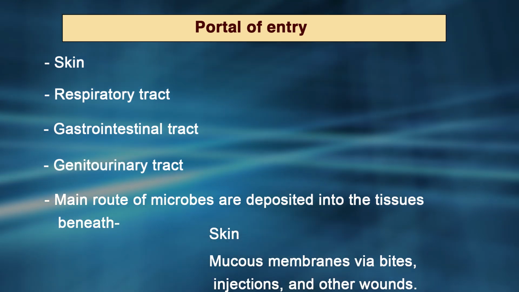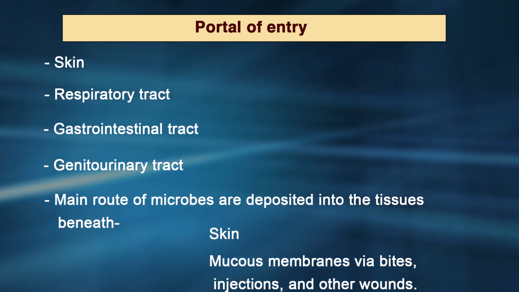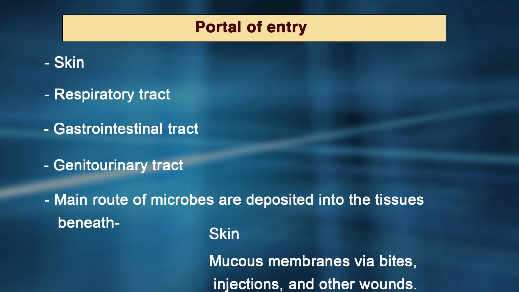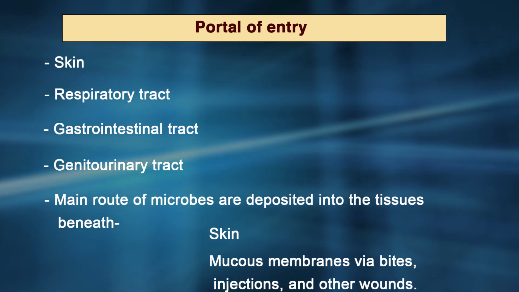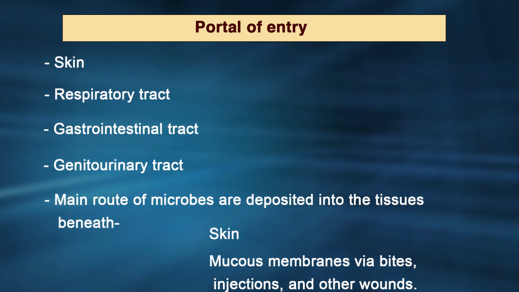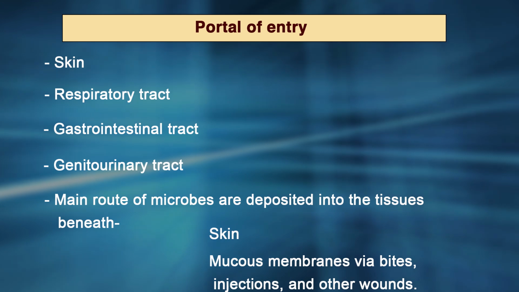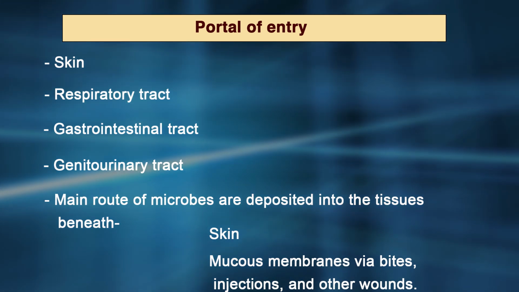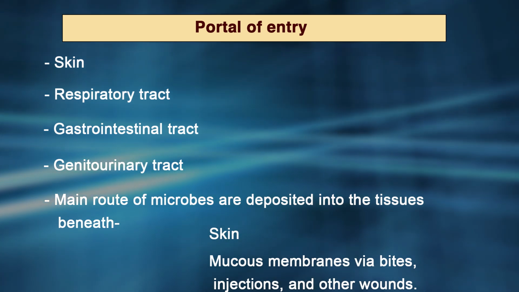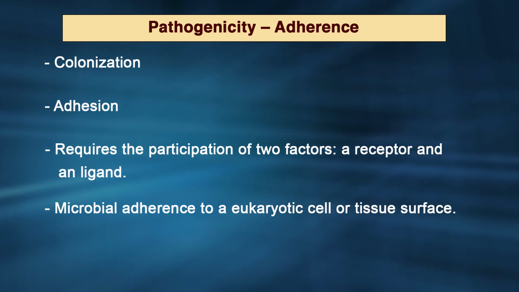Genitourinary tract causes the conjunctiva. Third, parenteral route. Microbes are deposited directly into the tissue beneath the skin or mucous membrane through bites, injections and other wounds. The preferred portal of entry: many microorganisms can cause infection only when they gain access through their specific portal of entry. Second step is the pathogenicity, adherence.